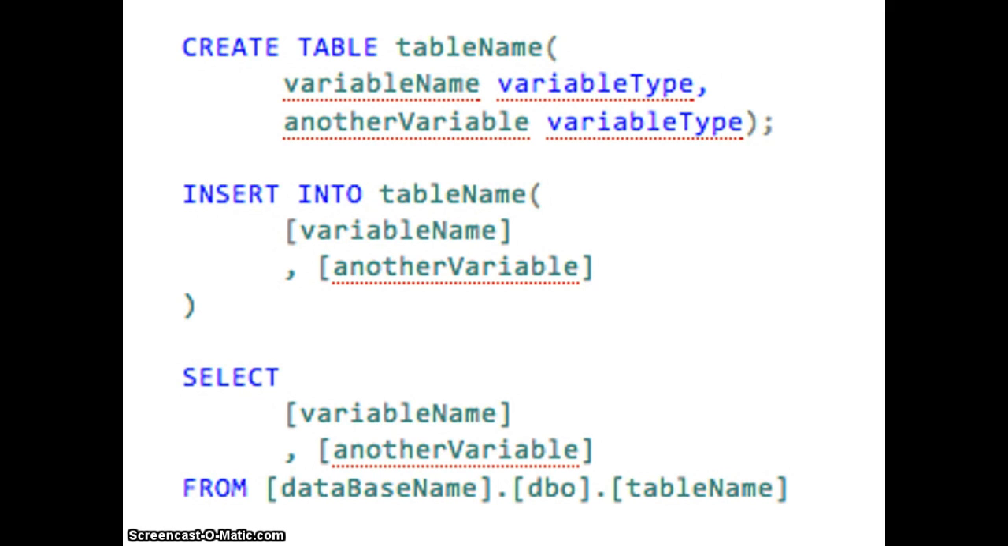I'm using the term variable here, but essentially we're creating the columns and their variable types. And then to put the data in our new table, we will use insert and select. So we will insert into table name with all of our variable names, and we will select that data from a different table, saying select variable name, another variable, from database.dbo.tablename. When we're naming our table, we want to make sure the table name reflects the table content and function, and we don't want to use spaces in it.